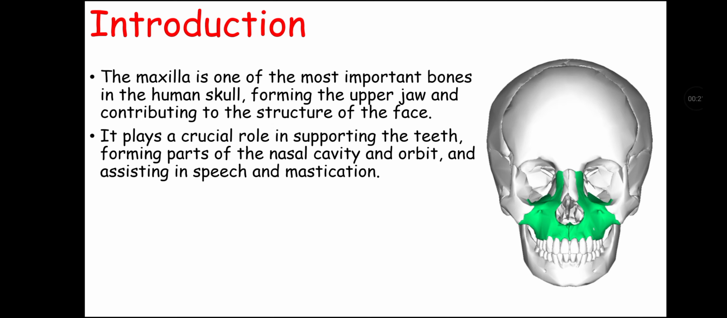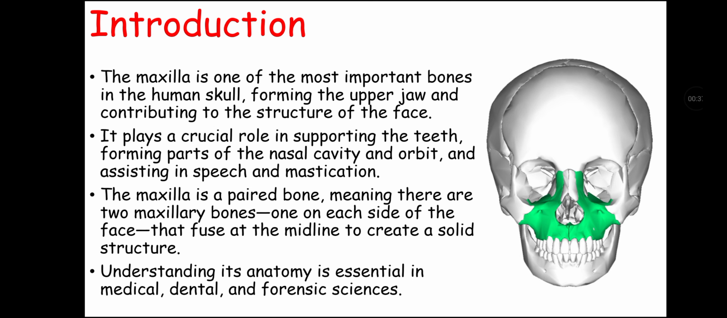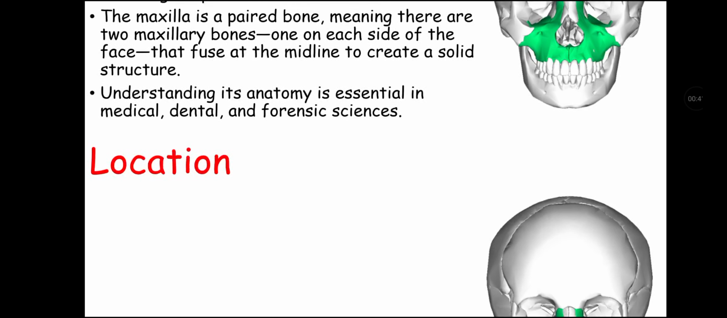It plays a crucial role in supporting the teeth, forming parts of nasal cavity and orbits, and assisting in speech and mastication. Maxilla is a paired bone, meaning there are two maxillary bones, one on each side of the face, that fuse at the midline to create a solid structure. Understanding its anatomy is essential in medical, dental, and forensic sciences.